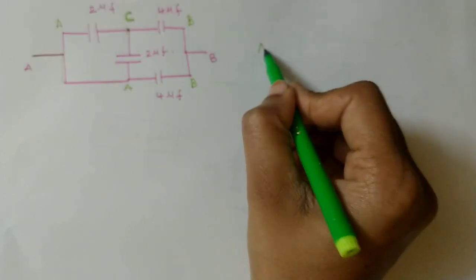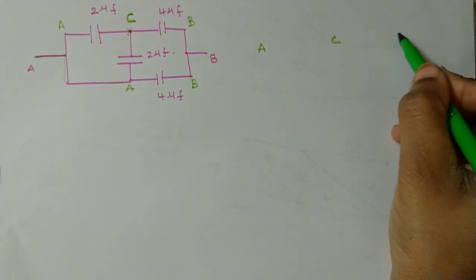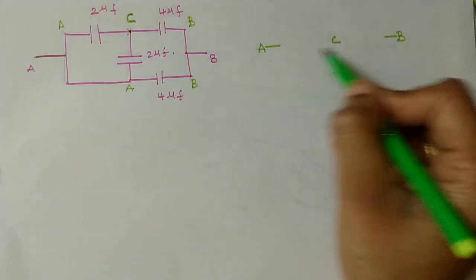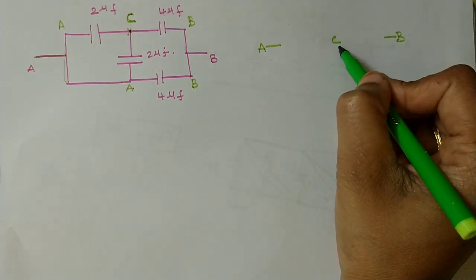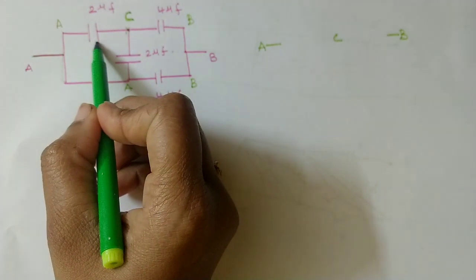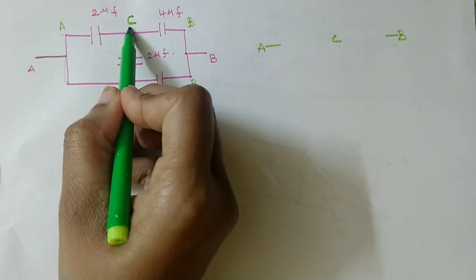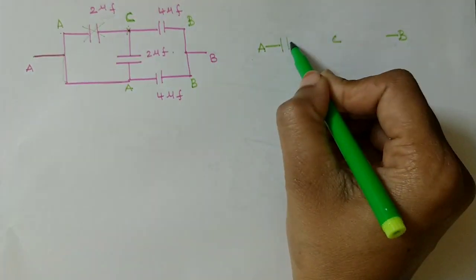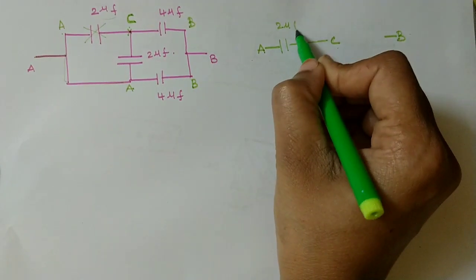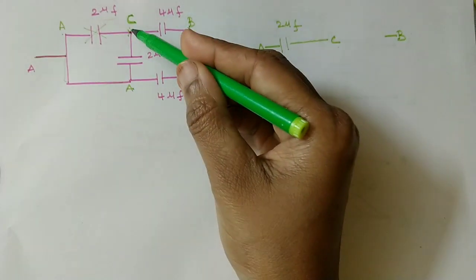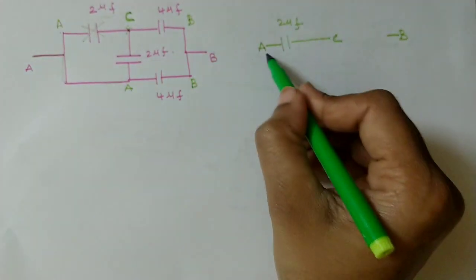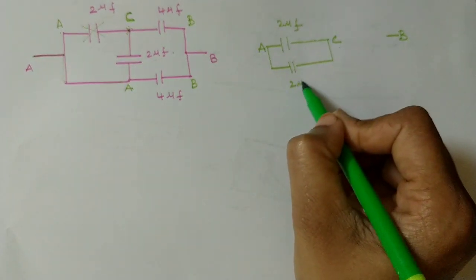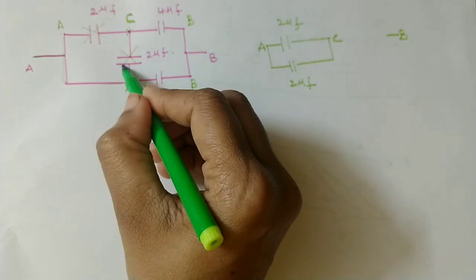Now make a new circuit A, C and B, because we need equivalent capacitance between A and B. In between the terminal is C. So look at the first capacitor. It is connected between A and C. Value is 2, so cancel off this. Between A and C we have a 2 microfarad capacitor. Now between A and C there is one more 2 microfarad capacitor. Whichever you are connecting, cancel off that.